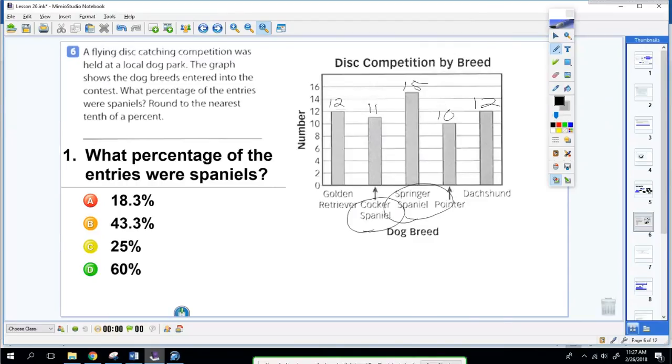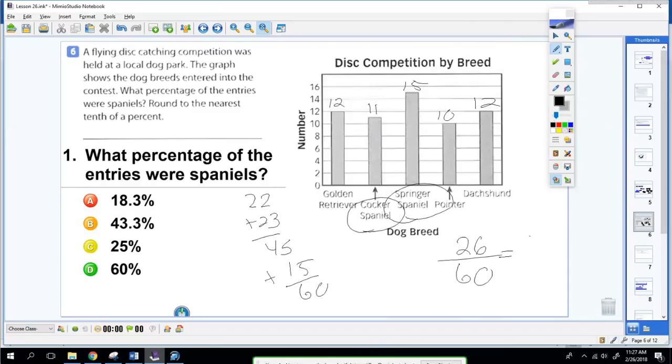So you add this up. 22 plus another 23. So 22 plus 23 is 45, plus another 15 is 60. So there's 60 total dogs here, and we're only looking at the spaniels. There's 11 cocker and 11 springer, so you add them together and you get 26.